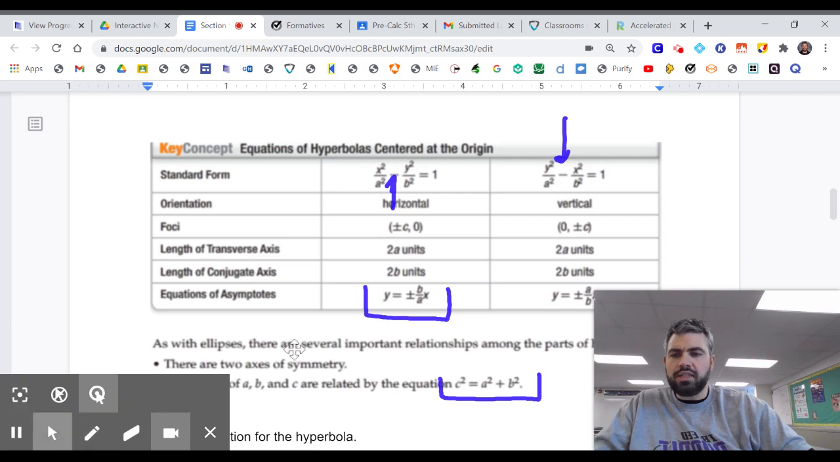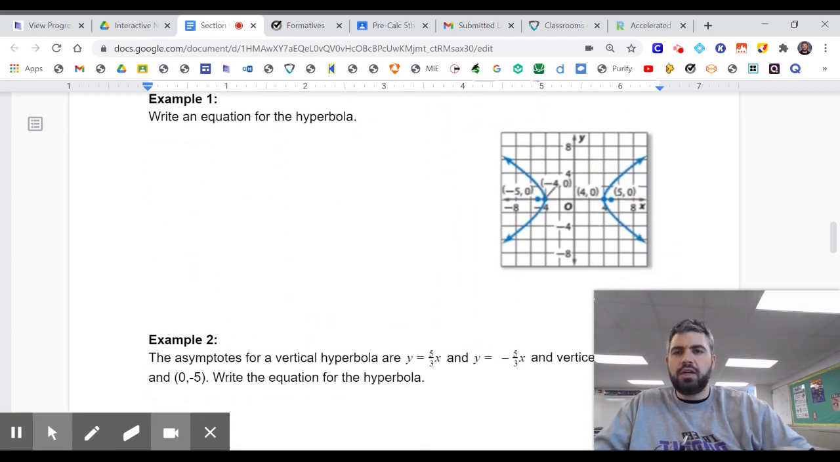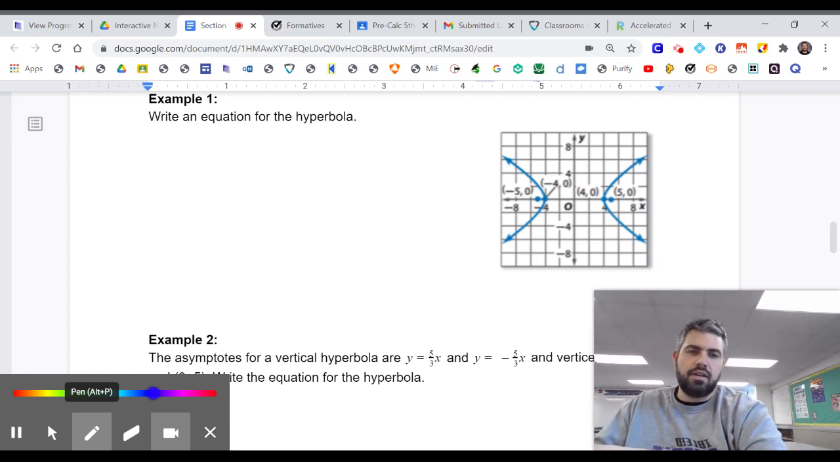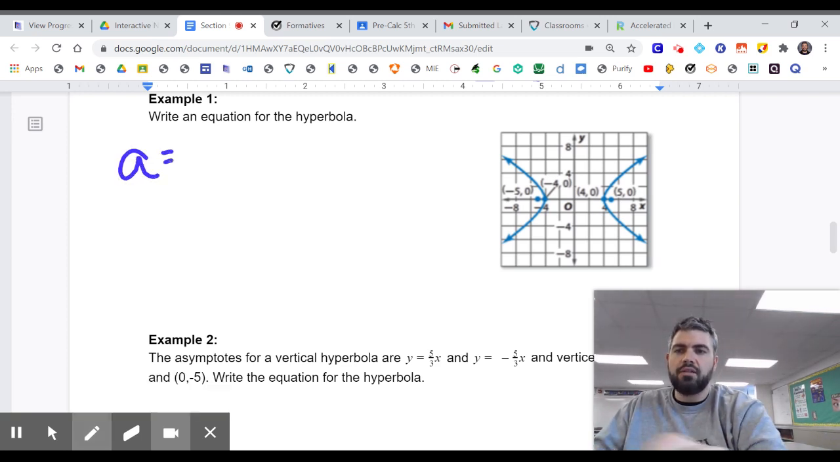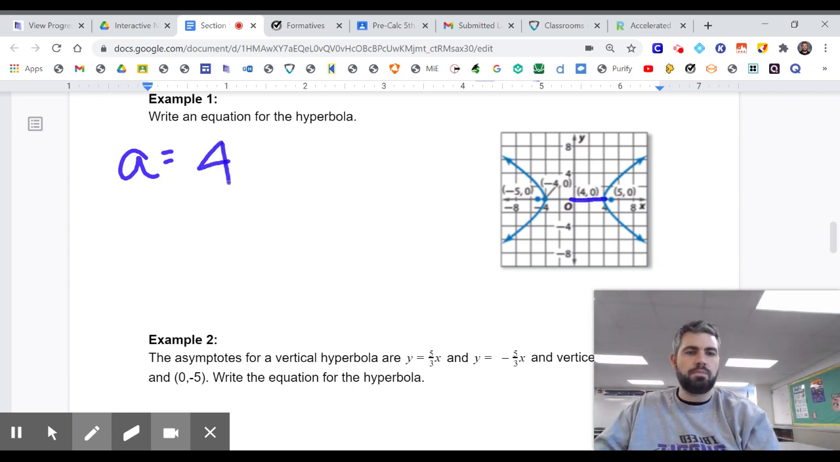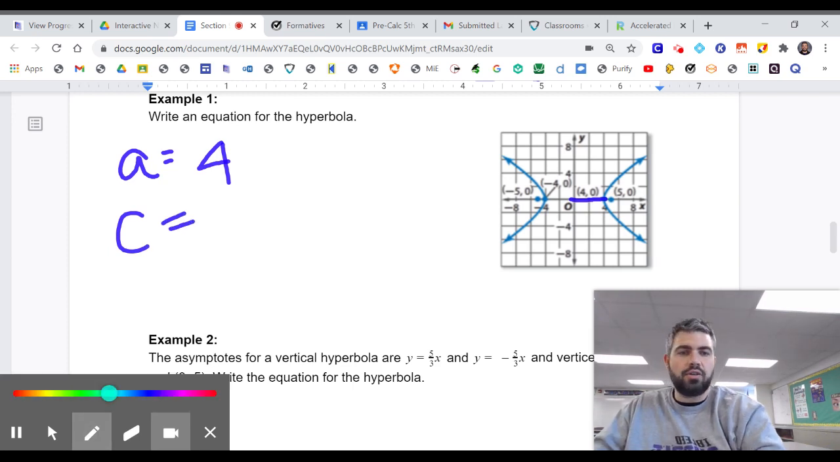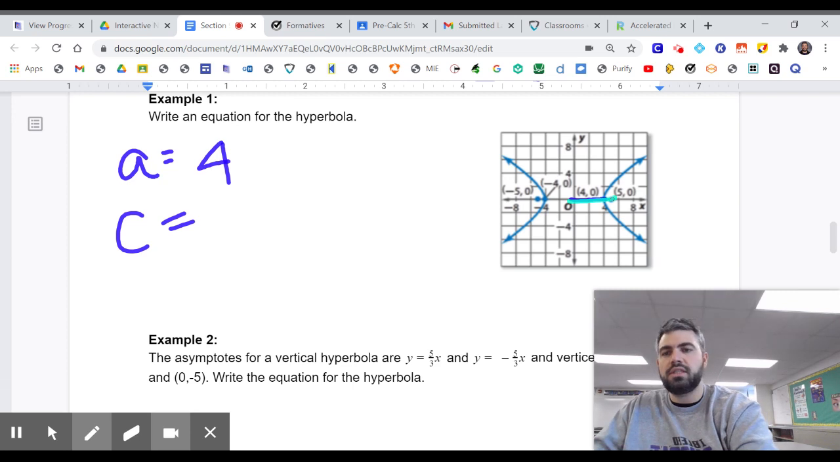Okay, so let's take a look at an example. It says, write the equation of this hyperbola. First off, it's centered at 0, 0. That helps us out. Now, we also see that our endpoints are at (4, 0) and (-4, 0). So we know that the value of a, from the center out to my endpoint, is 4 units. So a is 4. I also know that the distance from the center to my foci, c, is going to be 5 units.